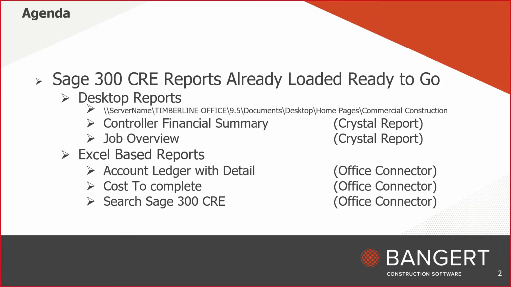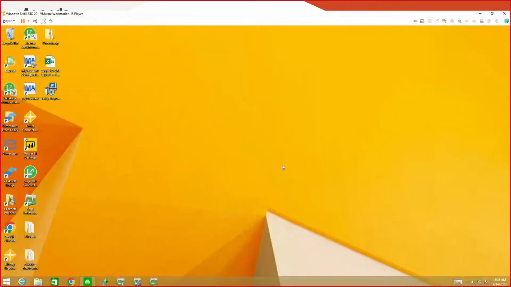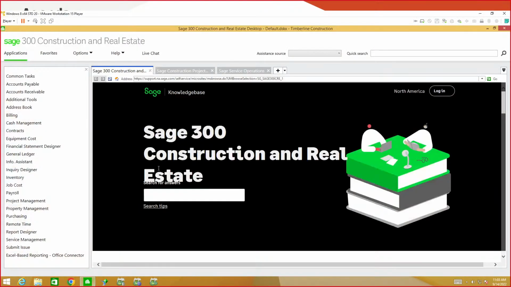The two reports that I've picked are, one of them, a controller financial summary, and the other one more like a project manager, a very good power report to pull together a lot of job cost information. So I'm going to bring my screen up, and let's bring that up.